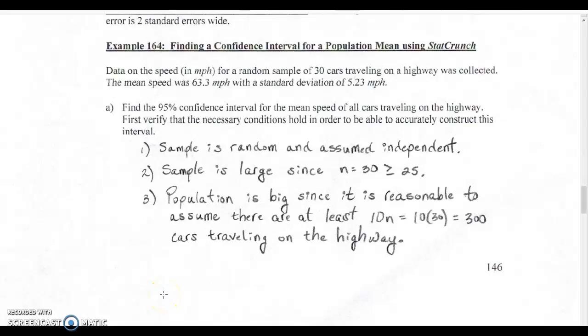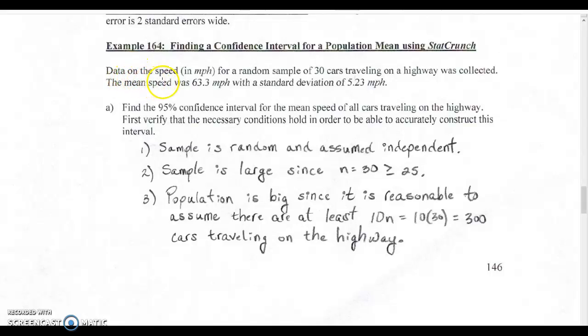Hi again, everybody. Welcome back to our statistics class notes. We're in section 9.3 where we're learning about constructing confidence intervals for a population mean. We're on page 146, and we're going to go through example 164 here: finding a confidence interval for a population mean using StatCrunch.